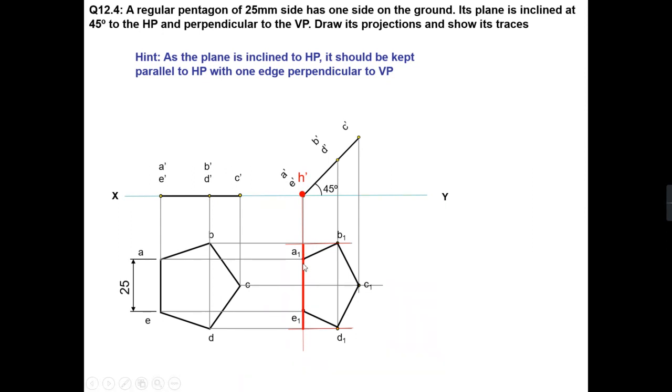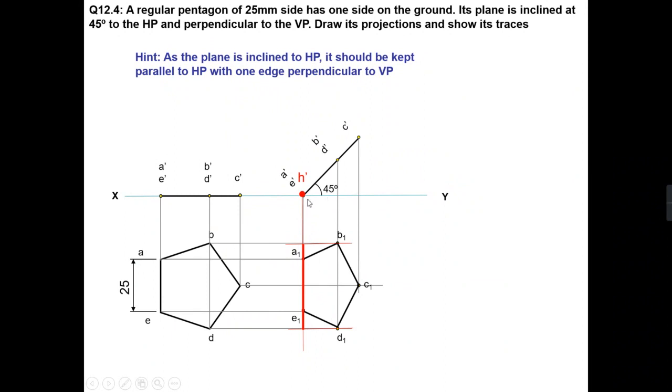To get the vertical trace, I will project the top view up to the XY line. Okay, then I will get the point V. Then after getting V, I will draw the projector from V.